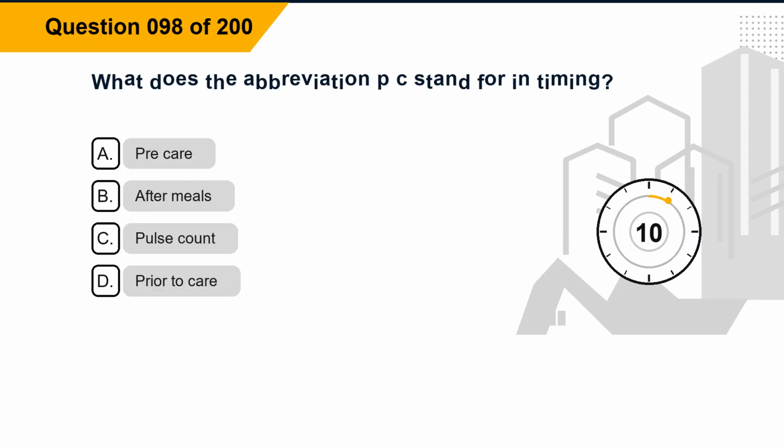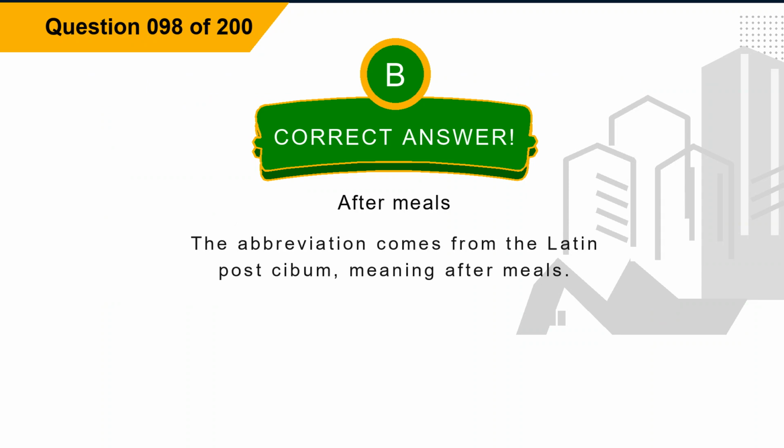Question 98. What does the abbreviation PC stand for in timing? Option A, pre-care. Option B, after meals. Option C, pulse count. Option D, prior to care. The correct answer is option B, after meals. Explanation. The abbreviation comes from the Latin post cibum, meaning after meals.